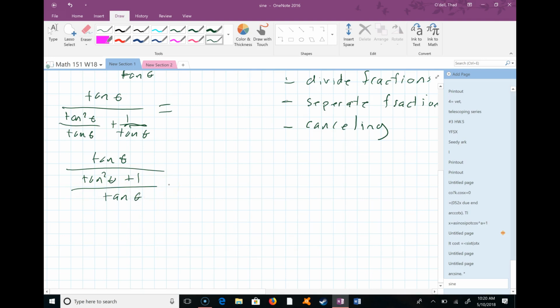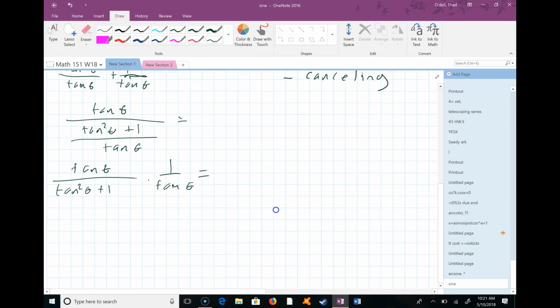And now I have a fraction divided by a fraction, so I could just multiply by the reciprocal of the bottom, right? And so then I am going to have tangent, and I'm doing this carefully one step at a time so you can see it. Tangent squared theta plus 1 times 1 over tangent theta. Notice I've long since forgotten what that other side looked like. But what happens when I do that?